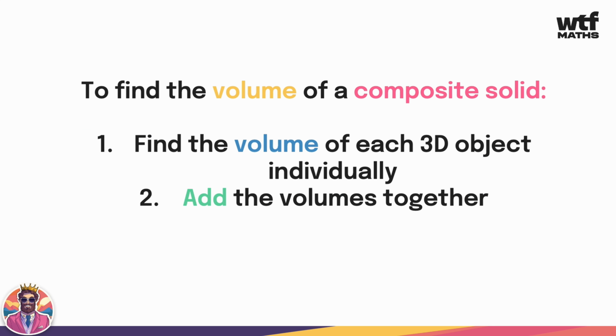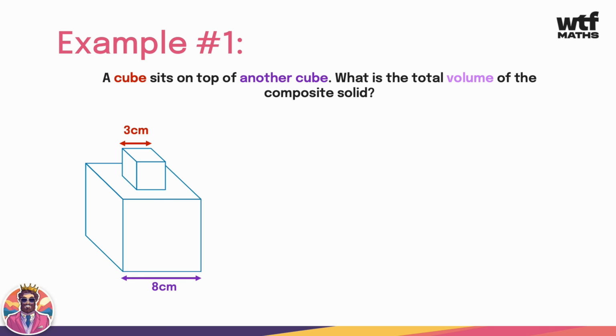Now I really like finding the volume of composite solids. It's much easier than trying to find the surface area. So all you have to do is two steps. Find the volume of each 3D object individually and then just add them together. It's really straightforward. Alright, let's look at an example.